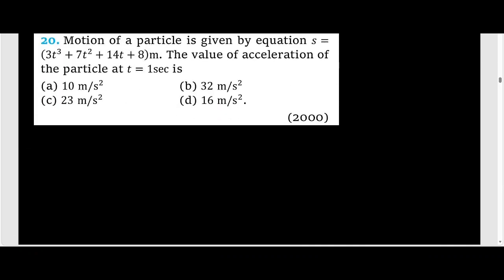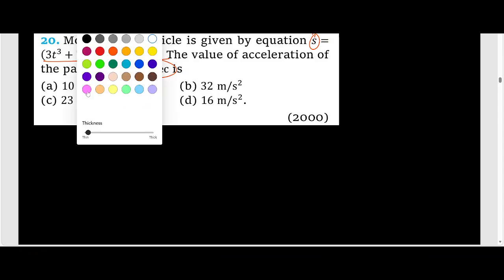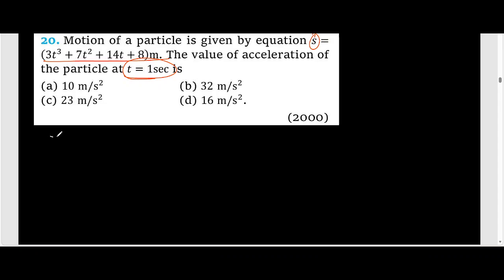Next, motion of a particle is given by this equation. S or X both mean the same. The value of acceleration of the particle at t equal to 1 second. You have to find acceleration. So X is given, it is 3t cube plus 7t square plus 14t plus 8. How do we find acceleration? First we have to find velocity.